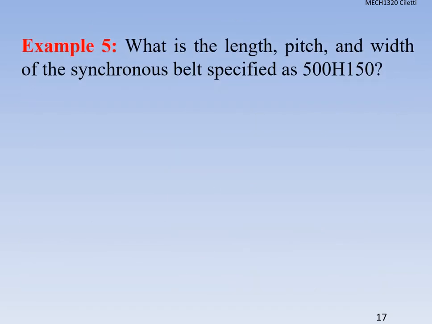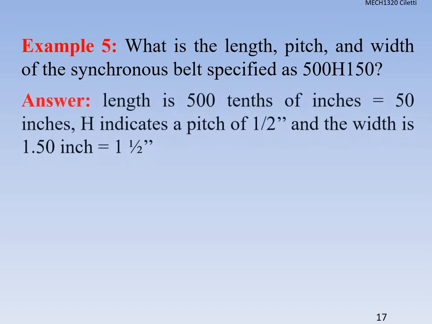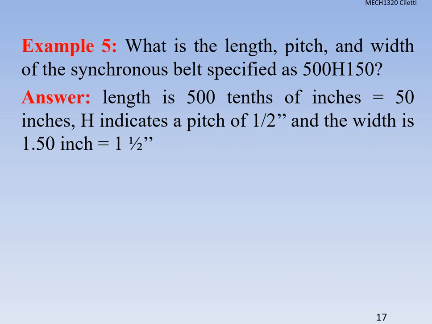Okay, what's the length, pitch, and width of this synchronous belt? It's 500 H150, 500 tenths of an inch. Remember, we're going to take 500 divided by 10, and that gives us 50. The H indicates a pitch of 1/2, and a width of 1.5 inches. Now, remember, this is out of your book, so you should have your book open to that table in this piece, and use it as reference.